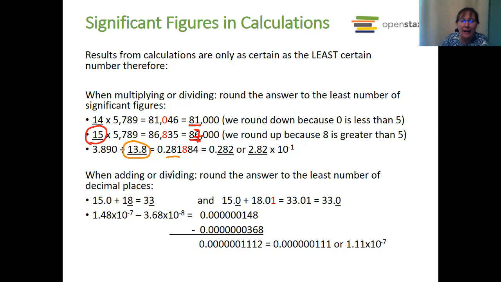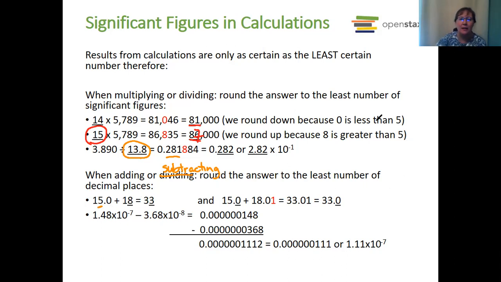Now, when adding or subtracting, again, those will be fixed in yours. When adding or subtracting, we round the answer to the least number of decimal places. So that's a little bit weird. Here, we just pick the lowest number and we round to it. But when we're adding and subtracting, it's actually easier to see if we line them up. So see how you have 15.0 and 18? That means that we can only go that far.